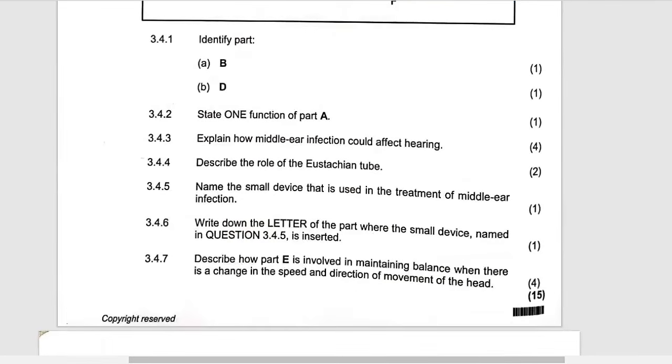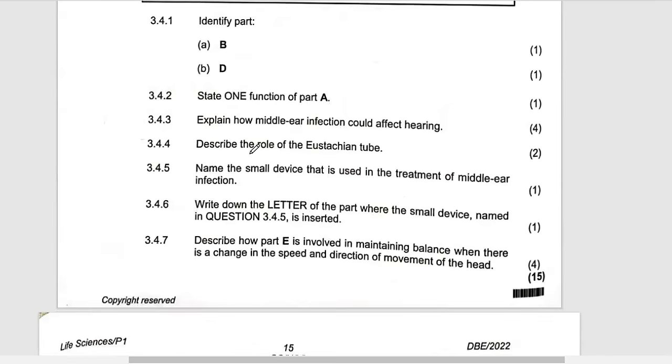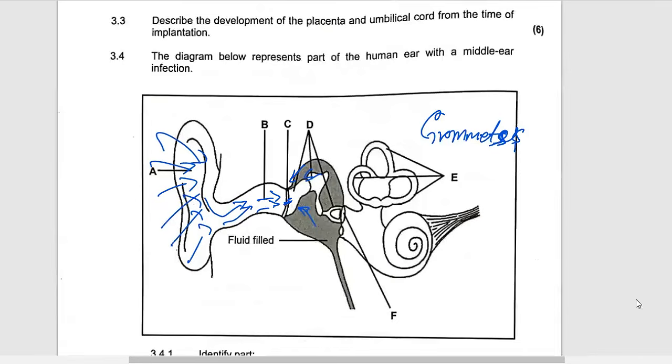Then, oh, I've skipped one question: describe the role of the eustachian tube. Remember, the eustachian tube connects to the mouth. So what is the function of the eustachian tube? Its function is to equalize the pressure on either side of the tympanic membrane.